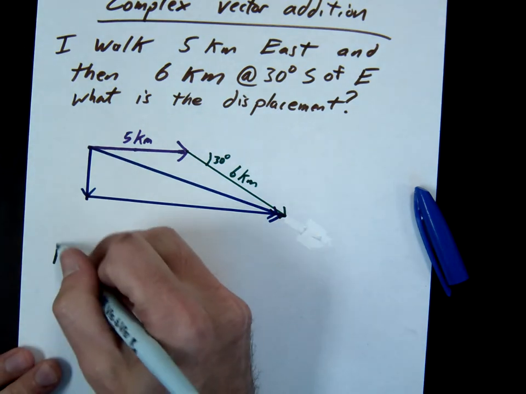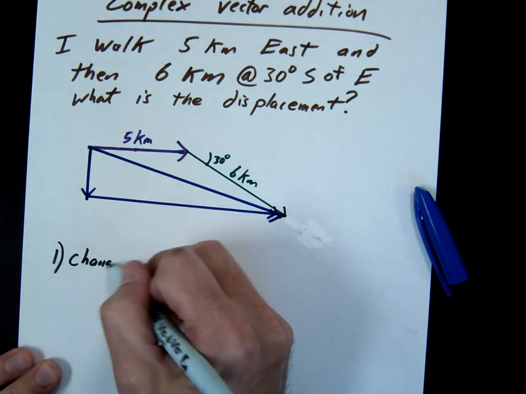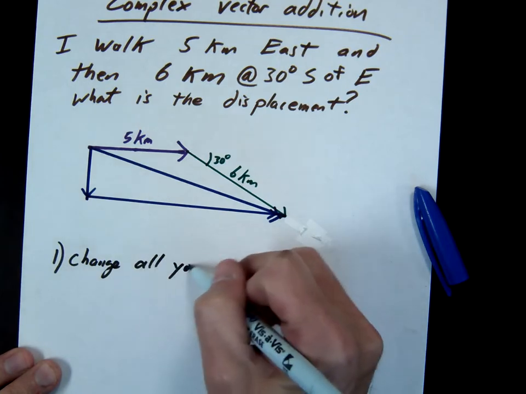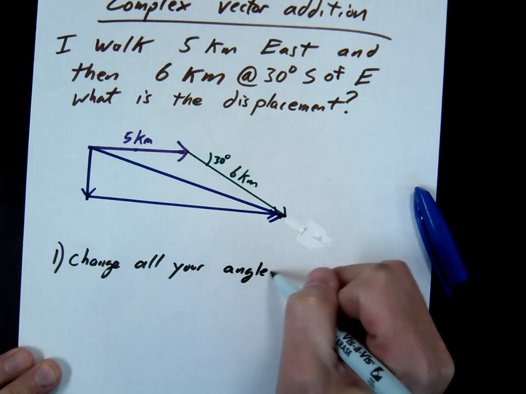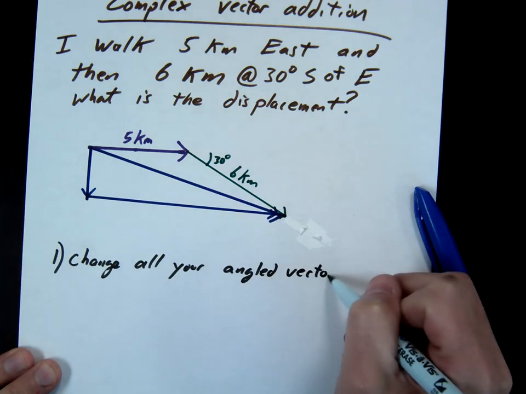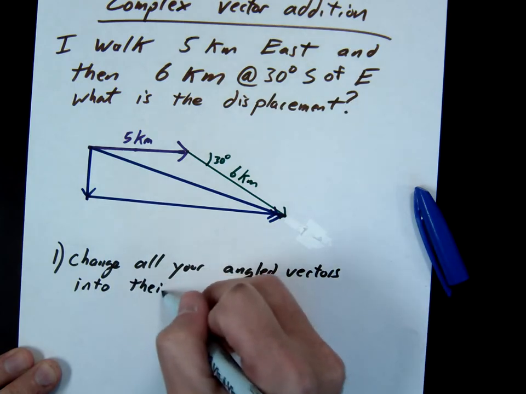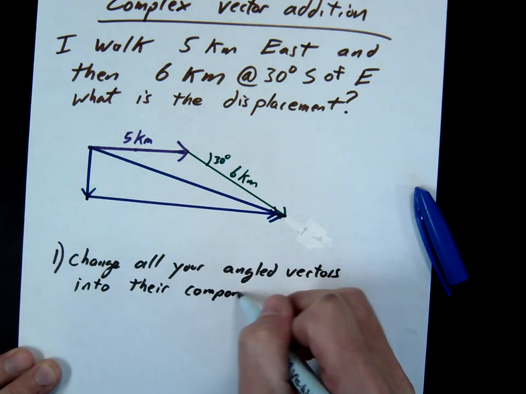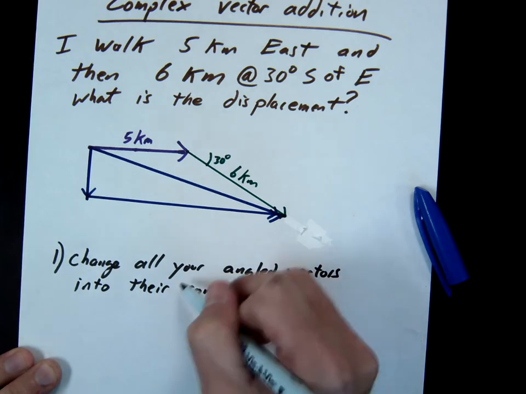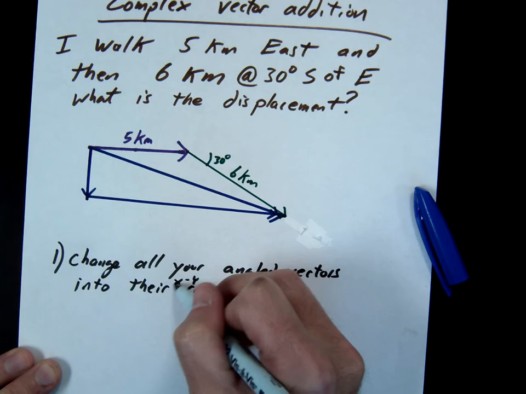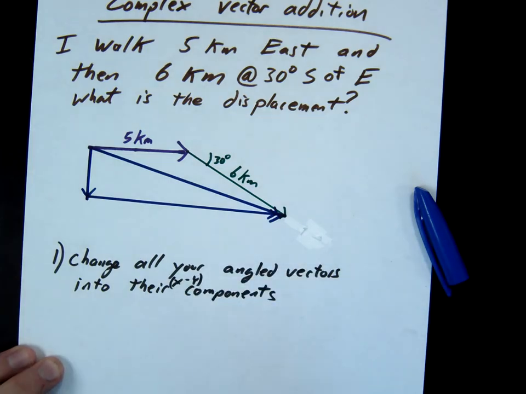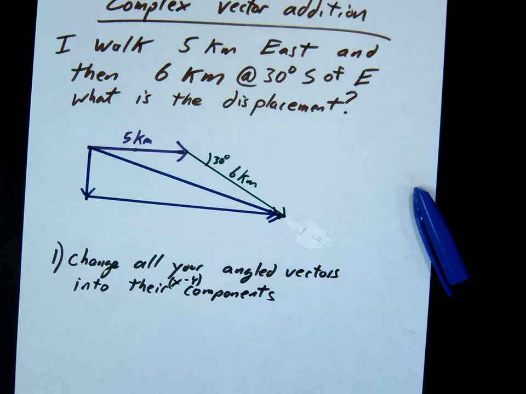So step number one is you're going to change all your angled vectors into their components. Okay, x, I should write x, y. They're x, y components. So any of your vectors that have angles, you're going to go ahead and change those into x's and y's, like we did in the warm-up.